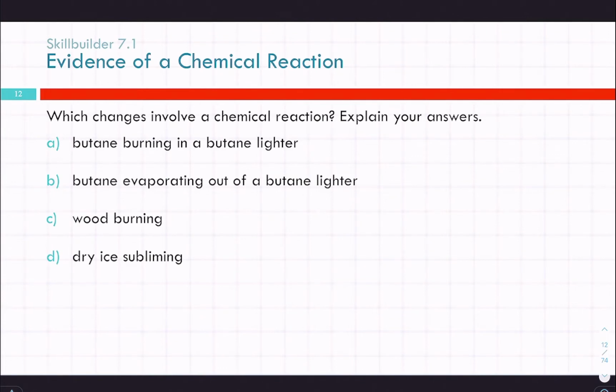All right, so which changes involve a chemical reaction? Butane burning in a lighter, is it a chemical reaction? It's the easy one. It's burning. Actually, I'm going to write reaction. The other way that we know, though, is that it's producing heat and light.